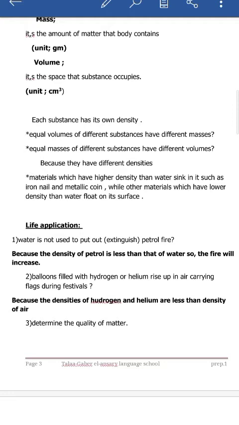تمام. Number 2, give reason. Balloons filled with hydrogen or helium rise up in air carrying flags during festivals. Why? Because the helium and hydrogen have densities less than the density of air, so it will fly. Okay. Number 3, determine the life application of the density. It determines the quality of matter.